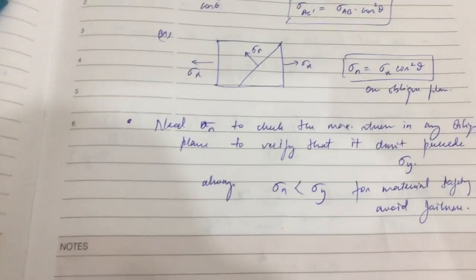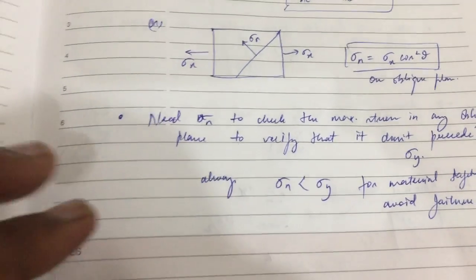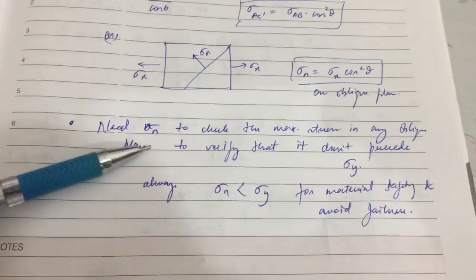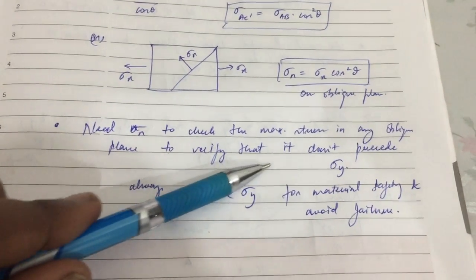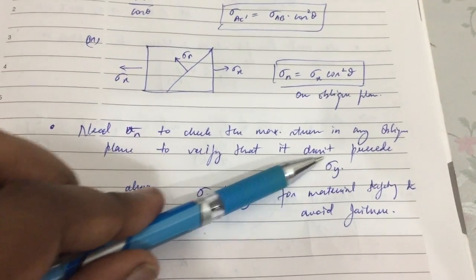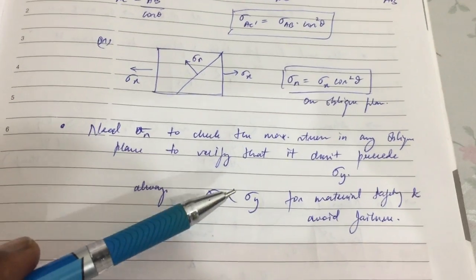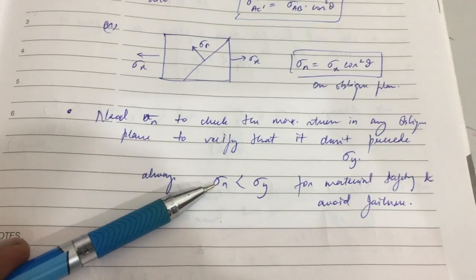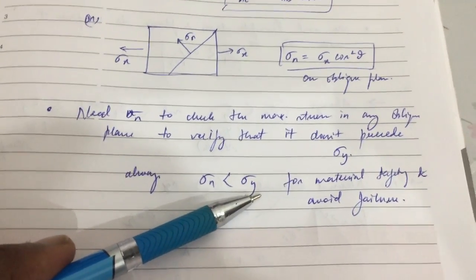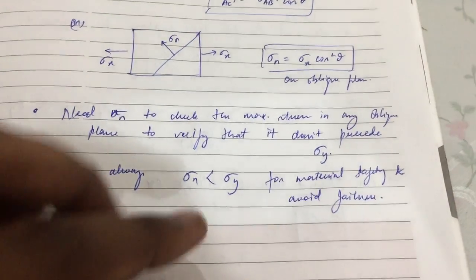So why do we need to know the stresses on the oblique plane? We need the normal stresses to check the maximum stress on any oblique plane, to verify that it doesn't reach or exceed the yield strength. For a working, safe material, we should make sure that the normal stress on any given plane is less than the yield stress, so that we can avoid failure of the material.